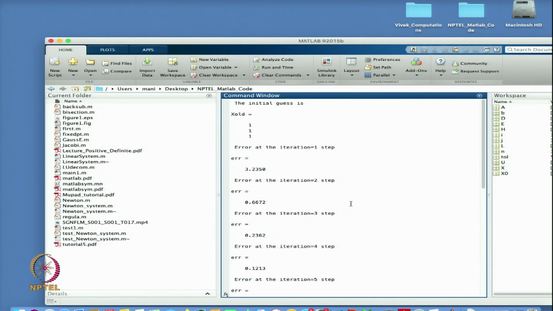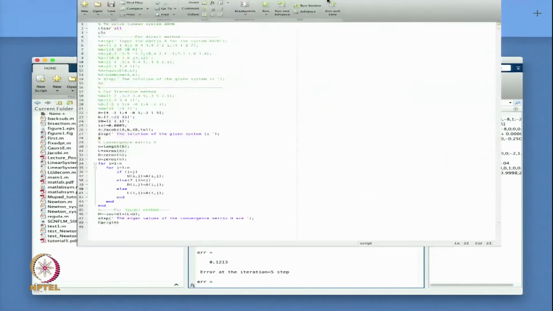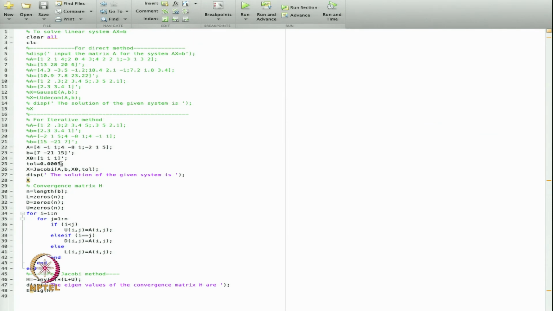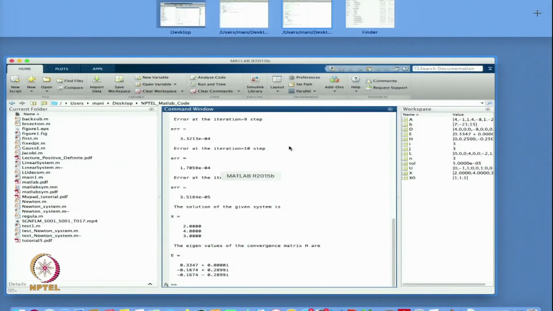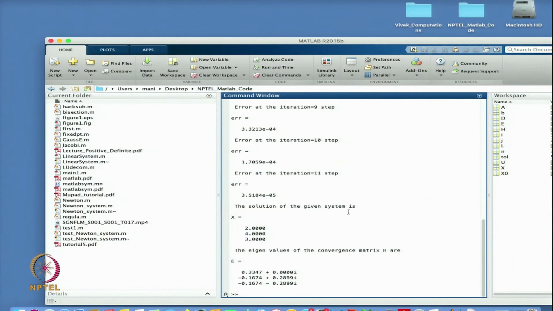Now with the same process, suppose I increase my tolerance and I want my accuracy up to 4 digits. Let us run this code. Now you can see that the number of iterations becomes 11, and that is my solution. Now I am getting the exact solution 2, 4, 3 after the 11th iteration, and the eigenvalue will be the same because the eigenvalue is not going to change.